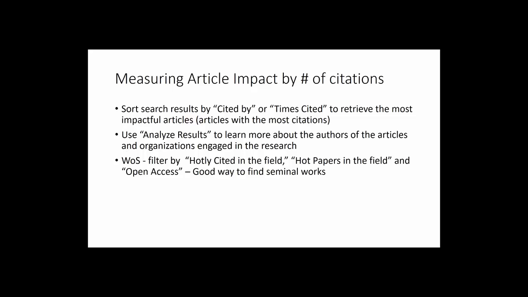To measure an article's impact, usually we decide that the papers with the most citations are considered impactful. So to find out an article's impact, you can perform a search and then sort the results by times cited. In Web of Science, you can even refine your results by highly cited or hot papers in the field, which is a great way to find seminal works.